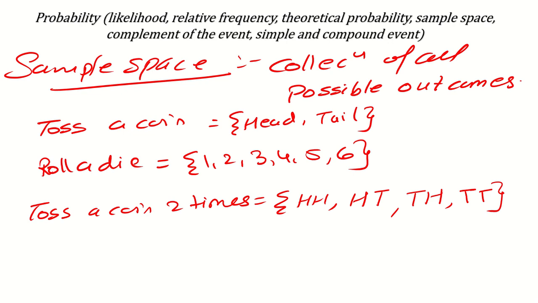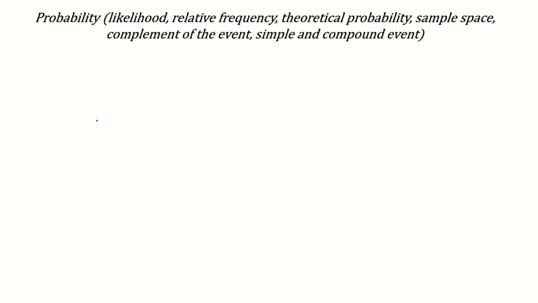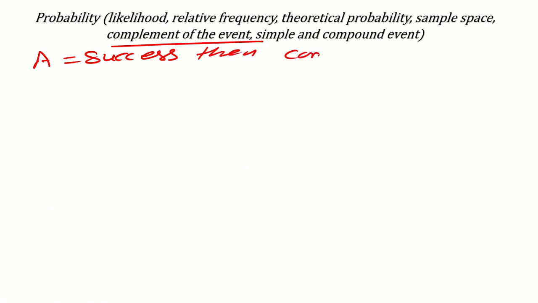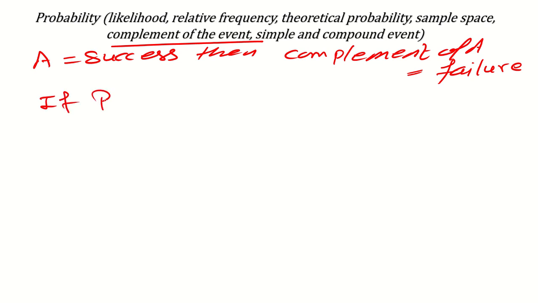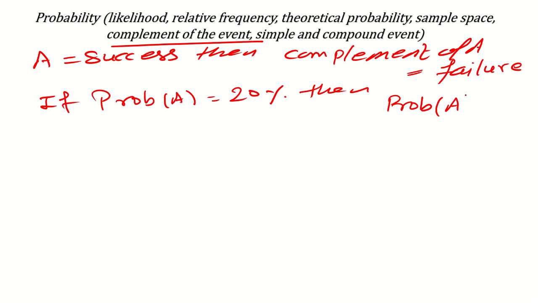Now another thing can be the complement of the event. Complement means the opposite of the event. If A is representing success, then the complement of A will be the failure of that particular event. So if the probability of A is, for example, 20%, then the probability of its complement, A dash, will be equal to 80%, which means its failure.